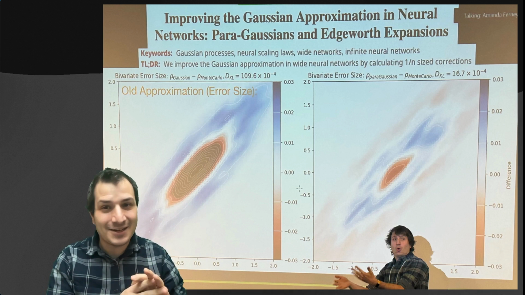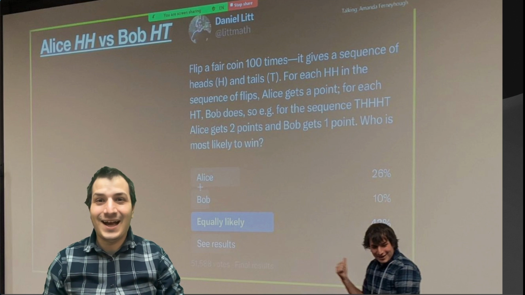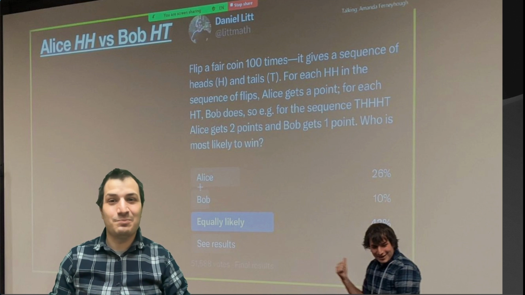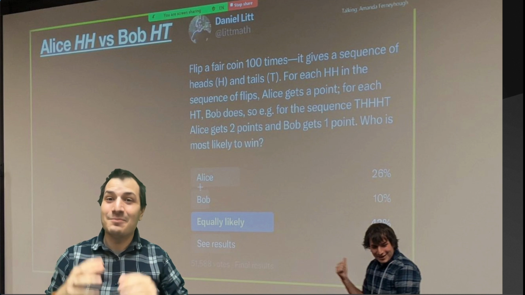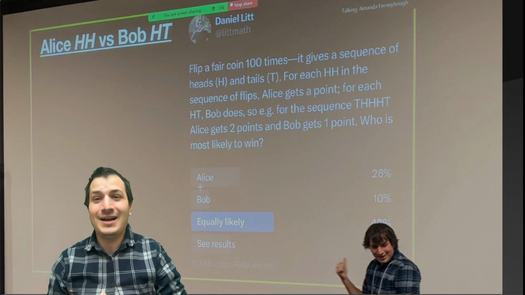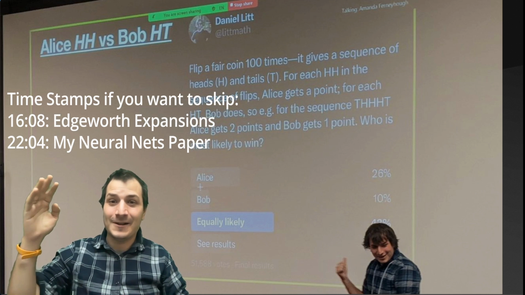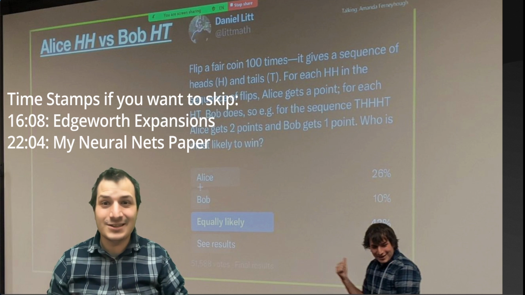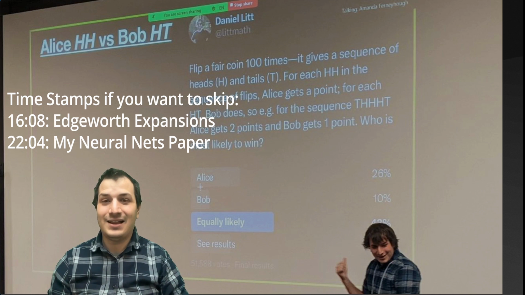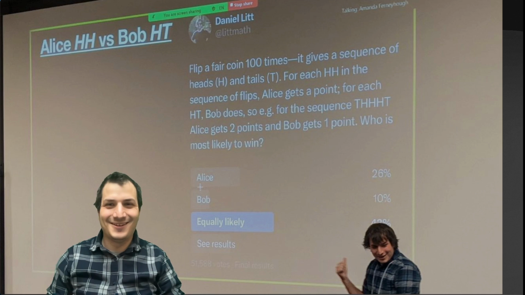So this can be a very technical math topic with lots of complicated things, but to try to make it a little bit more fun, I used the Alice heads versus Bob's heads tails problem as a motivating example in my talk. So what I thought I'd do is make a YouTube version of this talk where I'm going to show you the Alice heads versus Bob heads tails in a little bit more detail, explain what an Edgeworth expansion is and how you can use it to solve this Alice versus Bob problem, and then relate it to my work on neural networks right at the end.